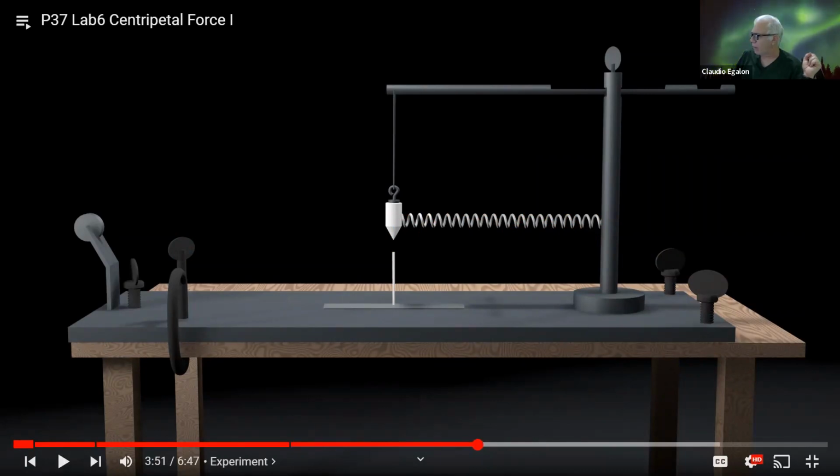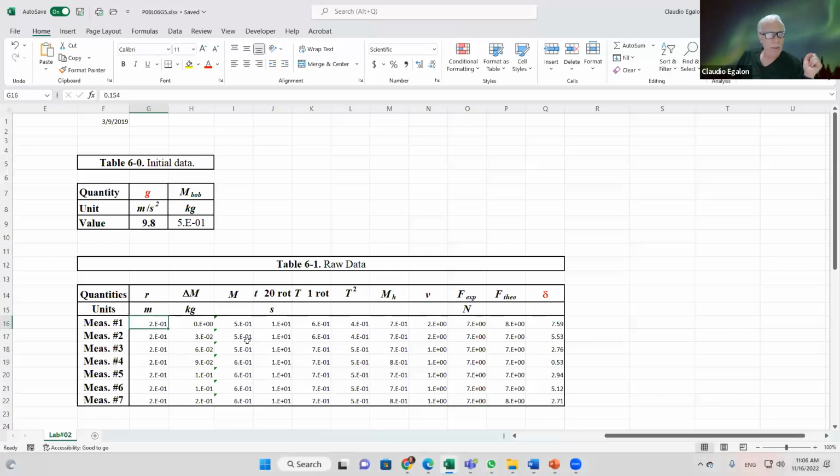Just our next raw data, right? Here's the time. The mass of the bob, we already have it here, right? Here we are not adding any mass to the bob whatsoever. So that's our first set of data points.